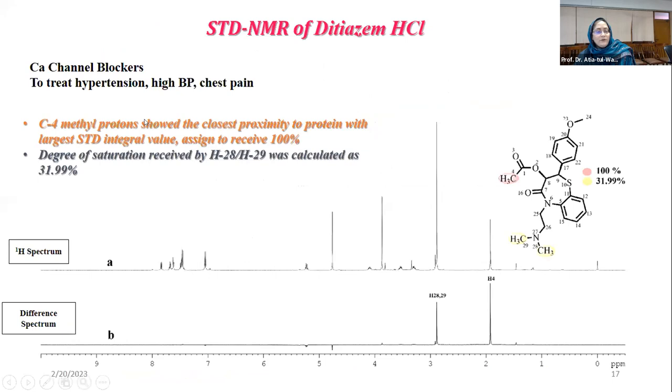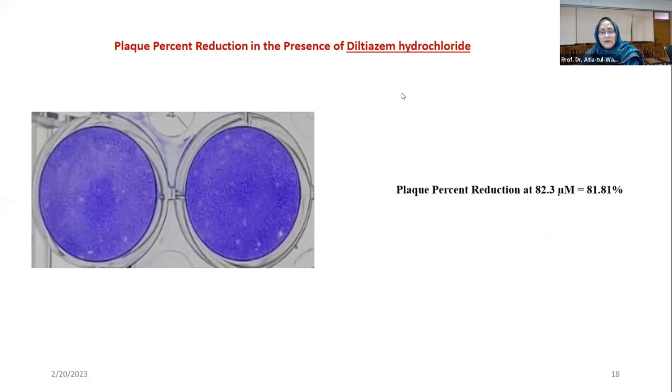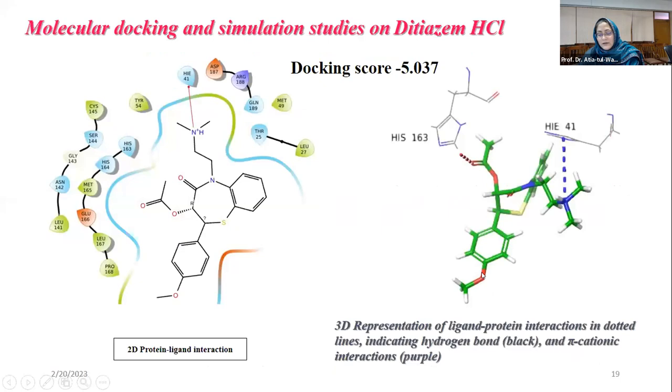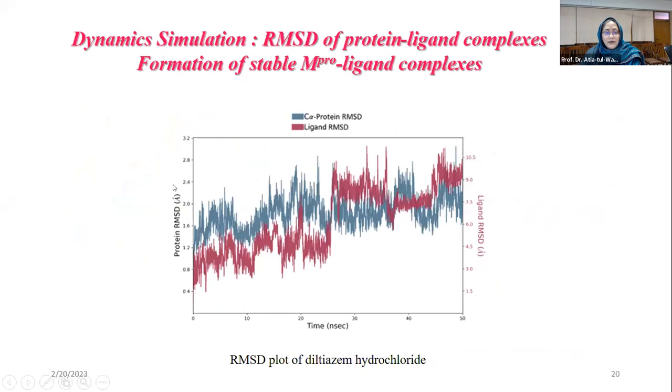Here you can see this is diltiazem hydrochloride, which is a calcium channel blocker, used to treat hypertension, high blood pressure, and chest pain. Here we can see that H4 and H28 and 29 are interacting with the protein. The plaque reduction assay shows 81.8% inhibition at 82.3 micromolar concentration. We also performed molecular docking and simulation studies, which show its interaction with the binding pocket of the protease. The simulation study shows that the enzyme-ligand complex is also very stable. So these are the examples that we have done.